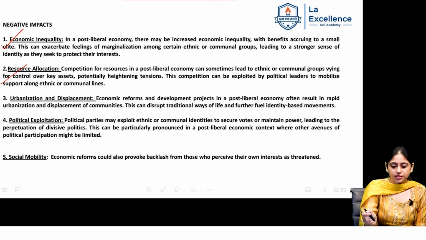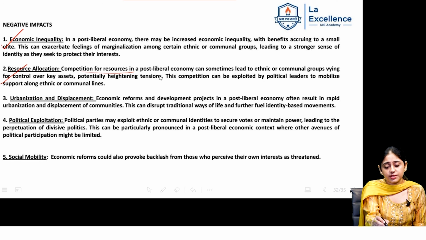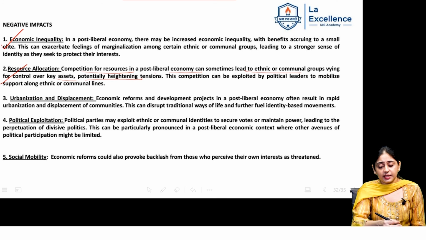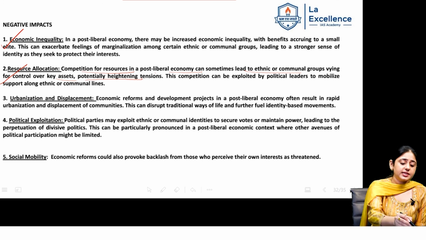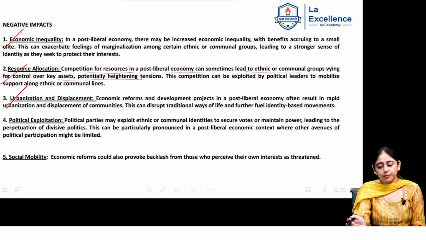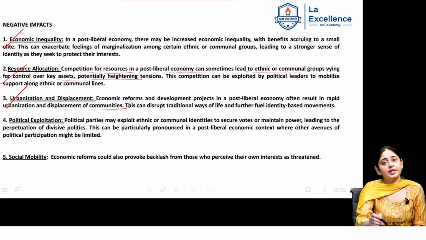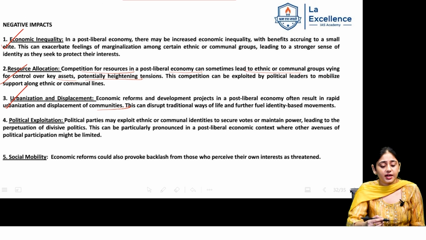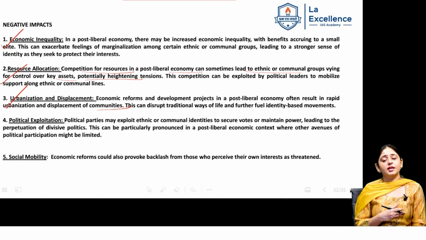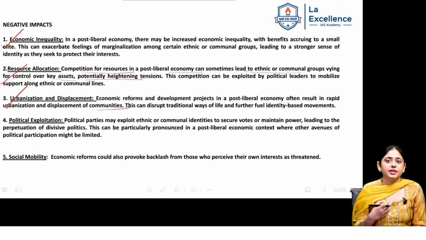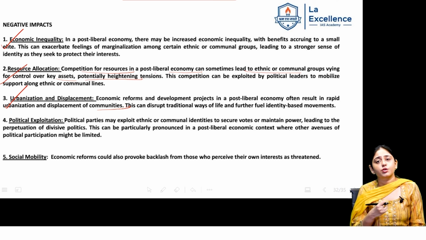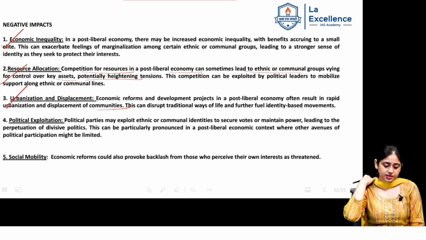Then resource allocation. There was a competition for resources in the post-liberal economy, which led ethnic and communal groups to try to have control over these key areas. This was being exploited by the political leaders themselves. Then next, urbanization and displacement happened during the post-liberal economy. When you are displacing these communities, there is always a threat of losing their distinct culture and values. So again, as a kind of defense system, they start having a stronger ethnic or religious identity.